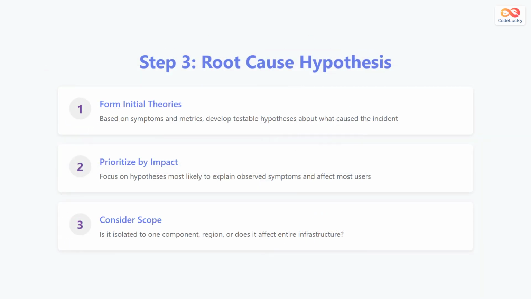The third step is forming a root cause hypothesis. Based on the symptoms and metrics you have gathered, develop testable theories about what caused the incident. Then prioritize these hypotheses by their likelihood and impact. Focus on the theories most likely to explain the observed symptoms and affect the most users. Also consider the scope of the problem. Is it isolated to one component or specific region, or does it affect your entire infrastructure? A well-prioritized hypothesis saves time during investigation.